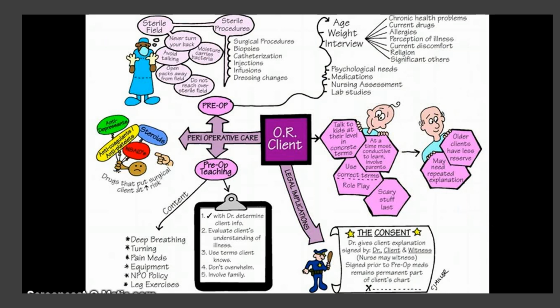But then obviously over to the side here, you see the process, the nurse's role, and the big thing is staying sterile throughout surgery. But we're going to talk more about each individual aspect of perioperative nursing throughout the lecture. I just wanted to go over this picture. I feel like it gives us a big picture of everything we're going to cover, so maybe it'll make sense later on when I refer back to these things.